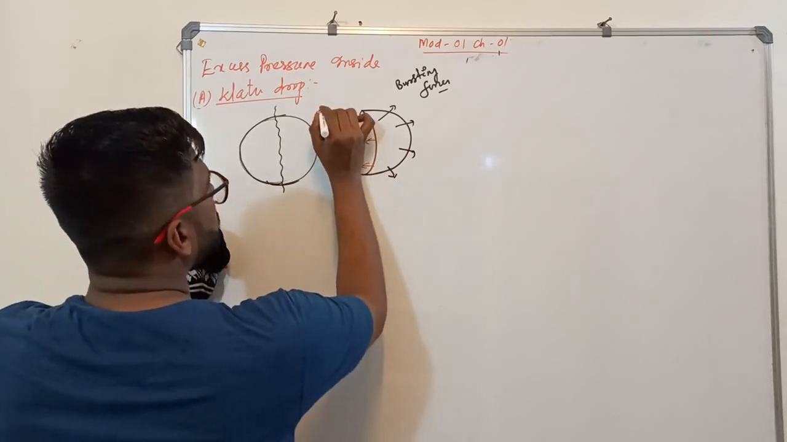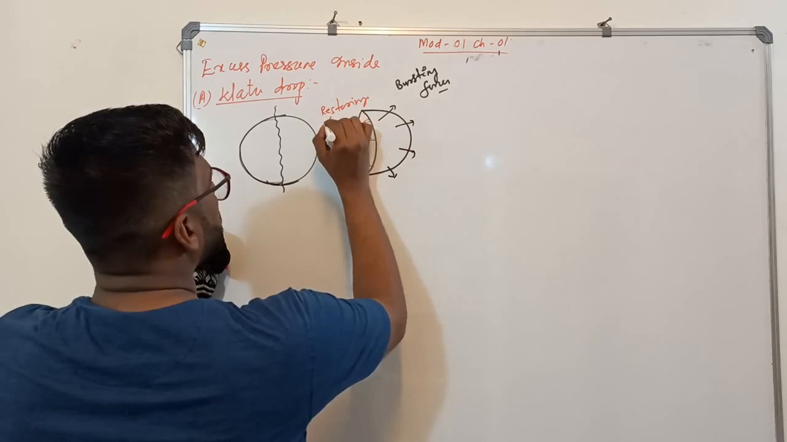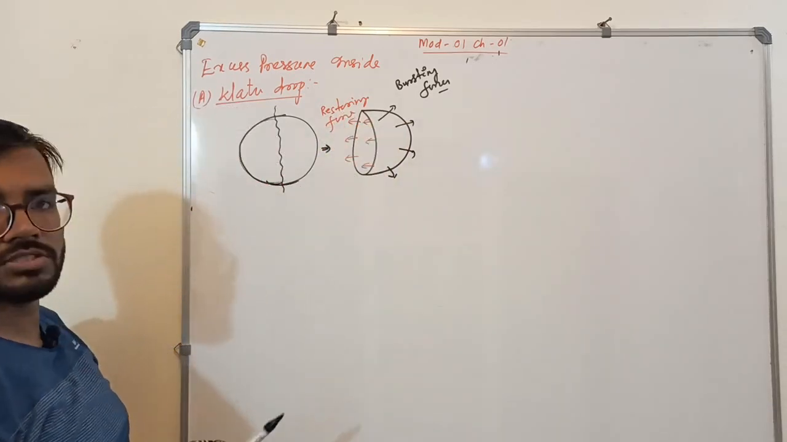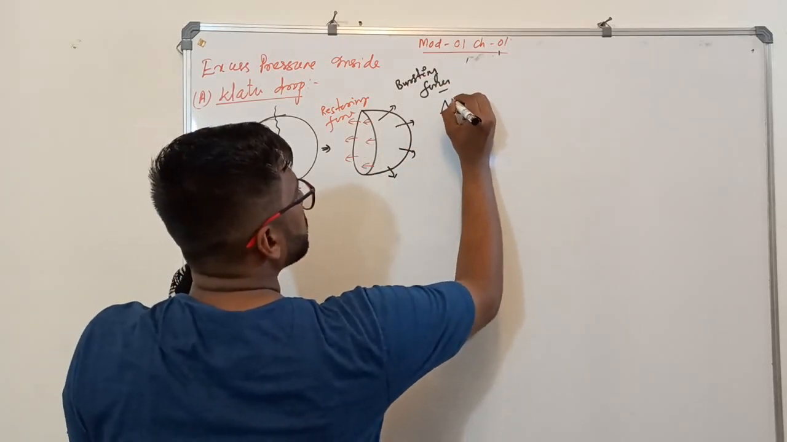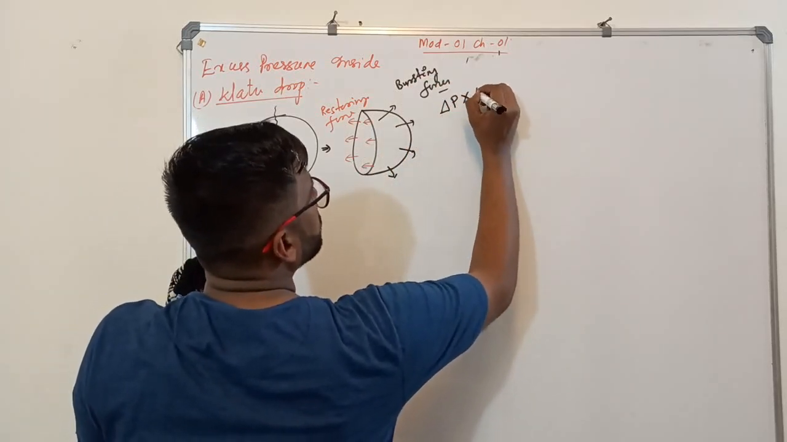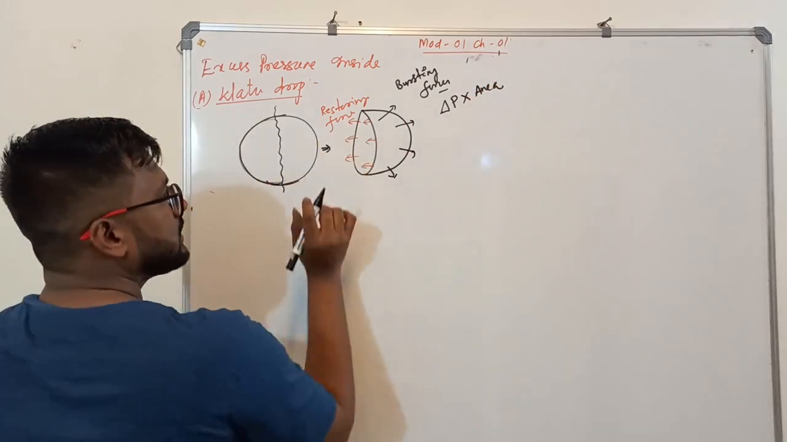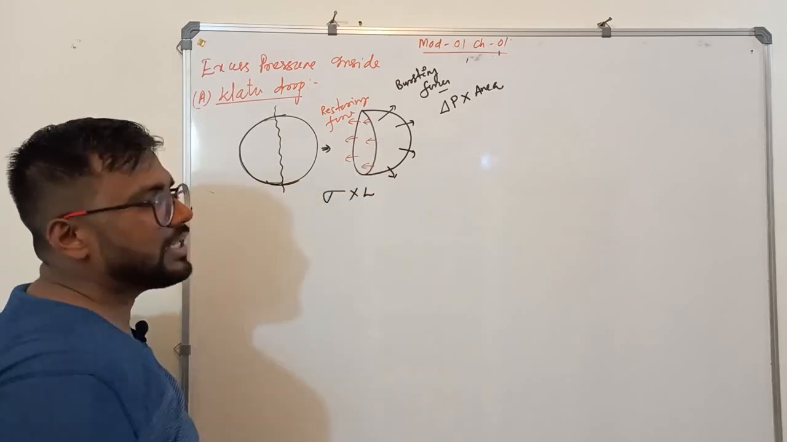This is your which force? Restoring force. Okay, bursting force and restoring force. So what is this bursting force, sir? Delta P into the area. Okay, what are these forces? Your restoring forces, sir, sigma into length.